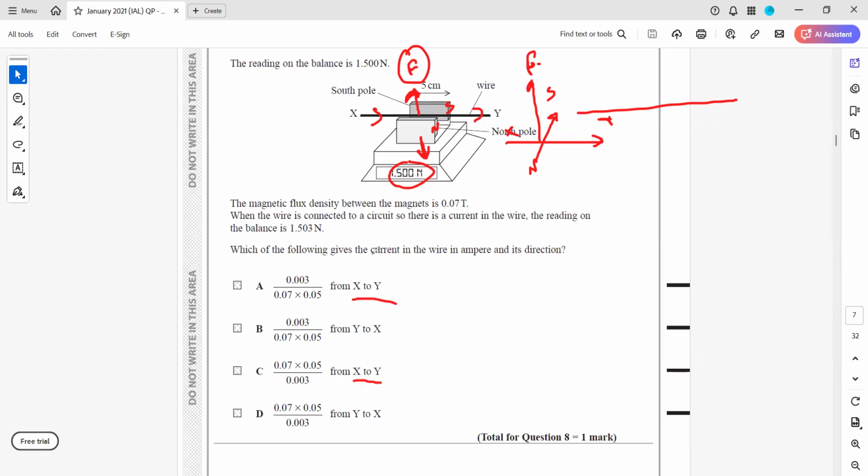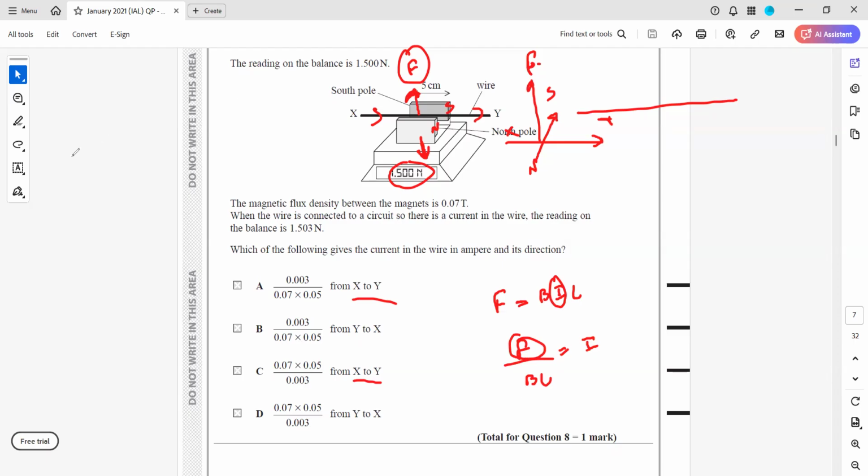Then, which of the following? If we need the current, we have the formula F equals BIL. If I need the current, it will be F divided by BL equals current. Where this F, don't we need? No, we don't need the downward force.